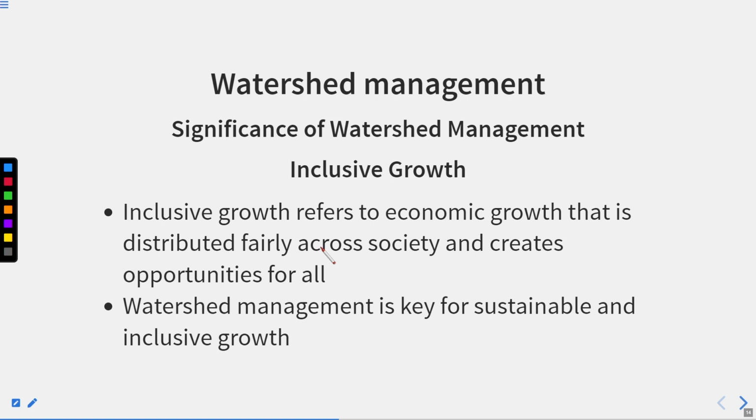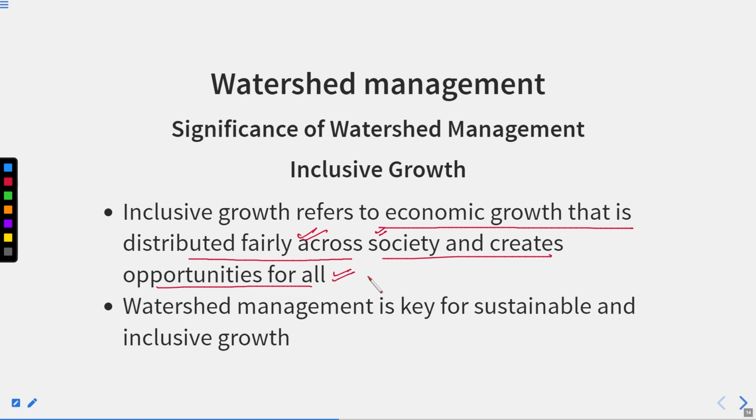Inclusive growth. Inclusive growth refers to the economic growth that is distributed fairly across the society and creates opportunities for all. So this inclusive growth means whatever growth we get with the help of watershed management planning, right? It is distributed fairly across the society and creates opportunity for all. It means by water planning we can enhance our economic growth, and that growth should be distributed among all the people of the society and create opportunity for all.